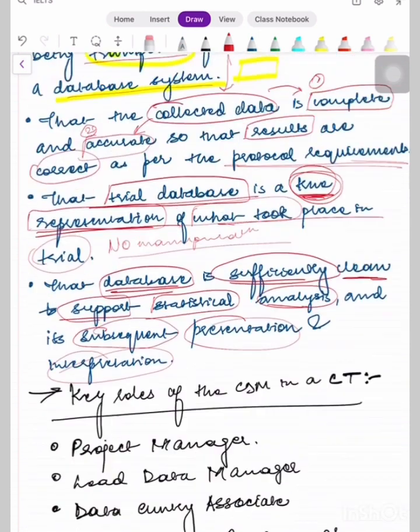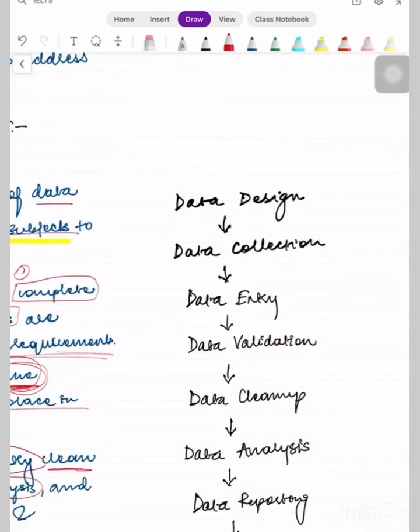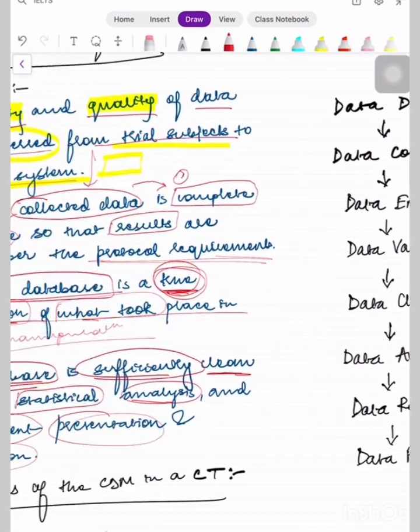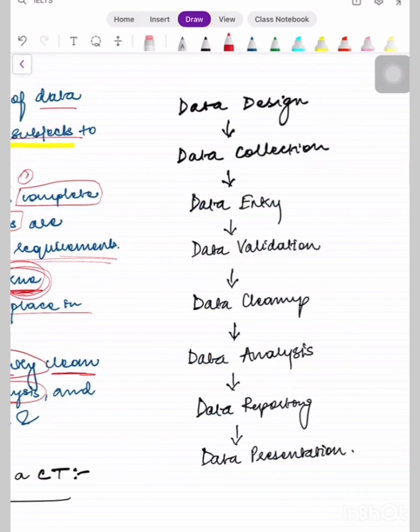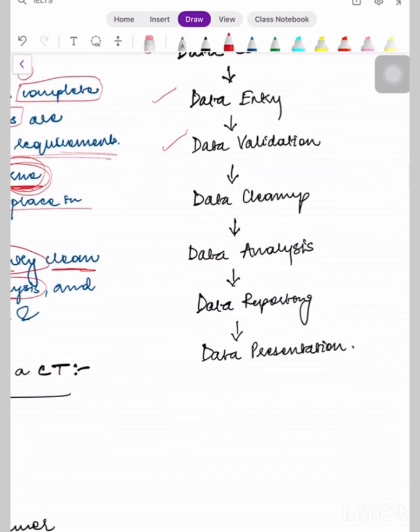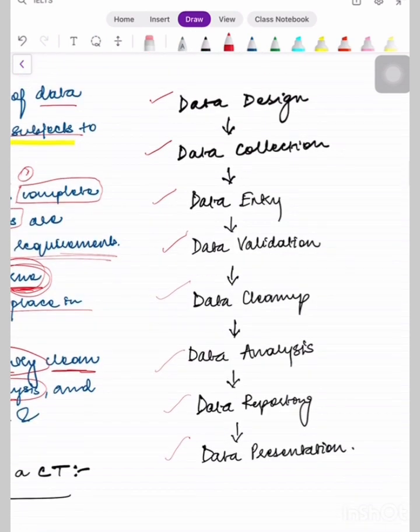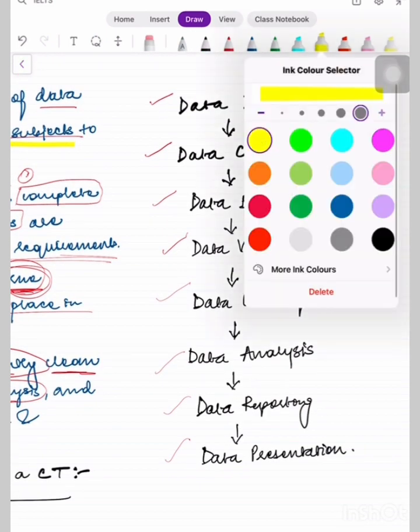Now, key roles of CDM. Before moving on to that, we had a meet. These are the key steps on how this whole process of data management works. So first is data design. Data is collected, data is entered, data is validated, cleaned up, then analysis, reporting and presentation. So what all things are included here?